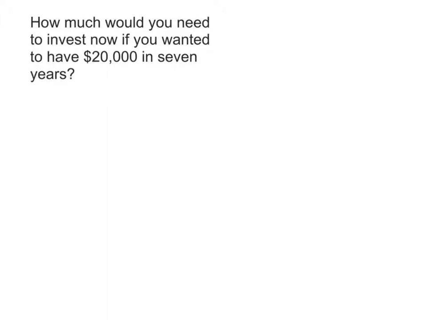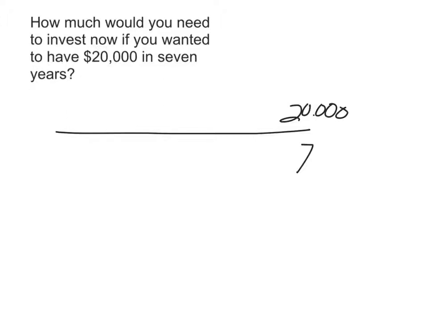Now this problem's kind of the flip side, but I want you to start paying attention to what you're reading. How much would you need to invest now if you wanted to have $20,000 in 7 years? So go back to thinking about a timeline. In 7 years into the future, you wanted this $20,000. Now, how much would you have to invest here? So we want to know the present value because we've got to bring this back.